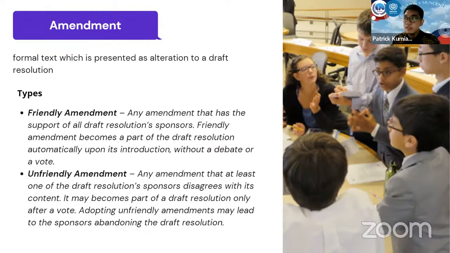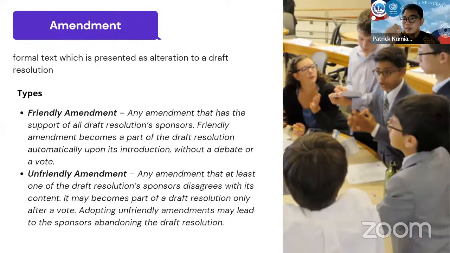So remember, amendments affect the output of the meeting, that is the draft resolution itself, which means it will require a substantive vote, right? Which is a quorum vote. So you need to meet the minimum quorum vote in order for your unfriendly amendment to be adopted and alter the draft resolutions. This is not common, but it happens sometimes.